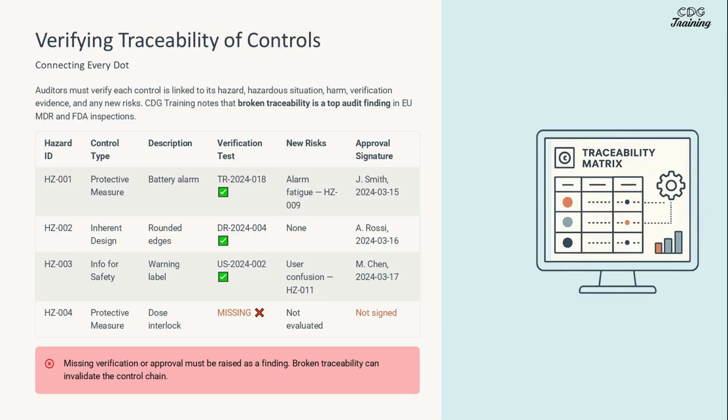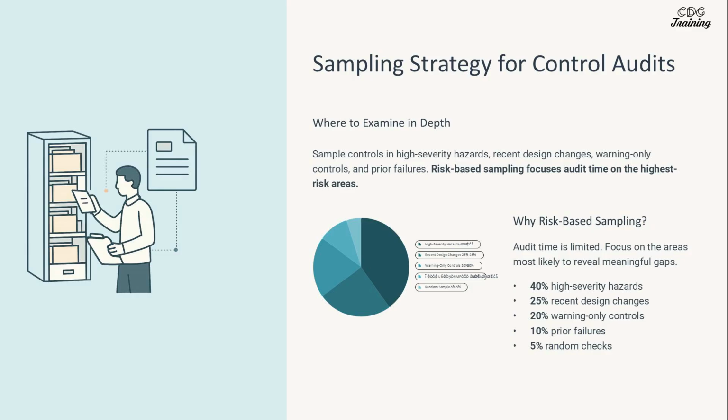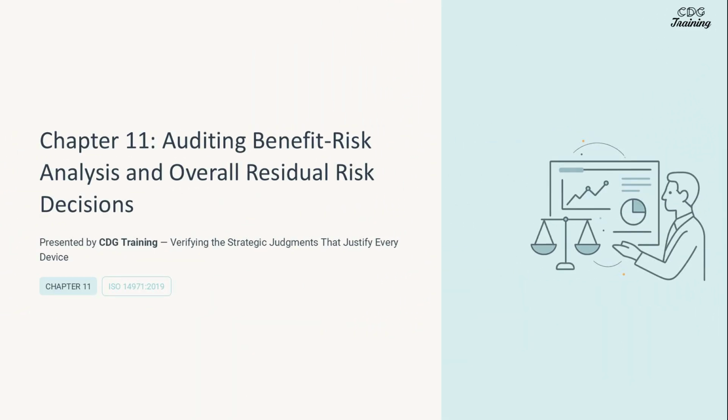Traceability links each control to its hazard and verification. Broken traceability can invalidate the control chain, making it a critical audit focus. Risk-based sampling focuses on high-risk areas to make the most of limited audit time, ensuring that significant gaps are identified and addressed. Welcome to Chapter 11, where we delve into the critical process of auditing benefit risk analysis and overall residual risk decisions.